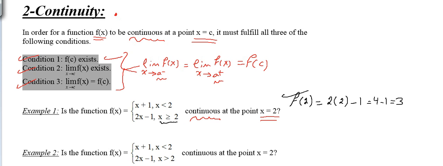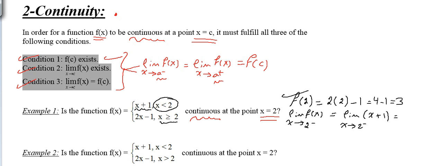Second condition: do we have the limit of f of x as x tends to c, here as x approaches 2? What is the meaning of approaches? This means the limit of f of x as x approaches 2 from the left, at 2 minus. This means x less than 2, so it will be in this condition, where f of x is x plus 1. So do we have it? Yes, 2 plus 1, which is equal to 3.